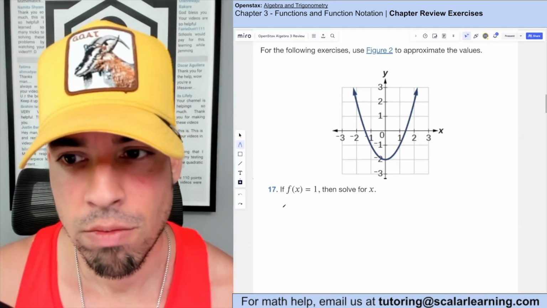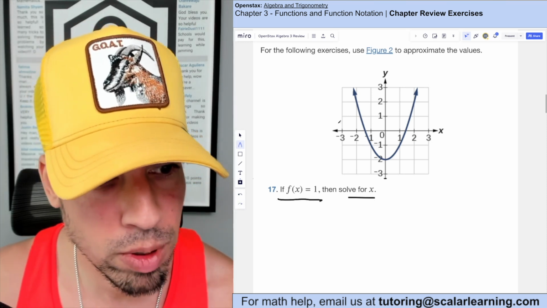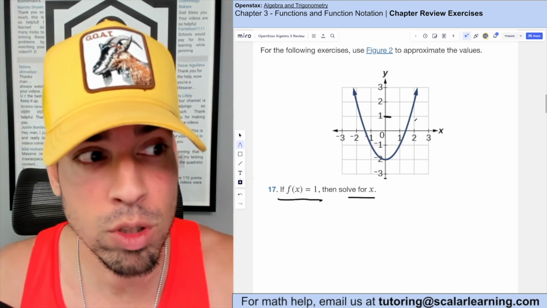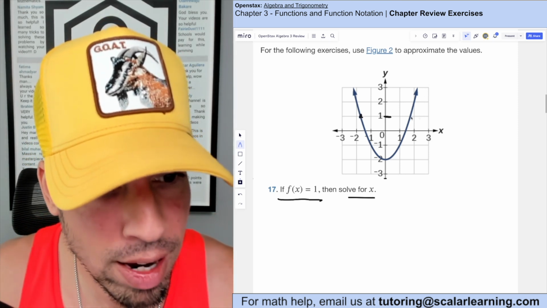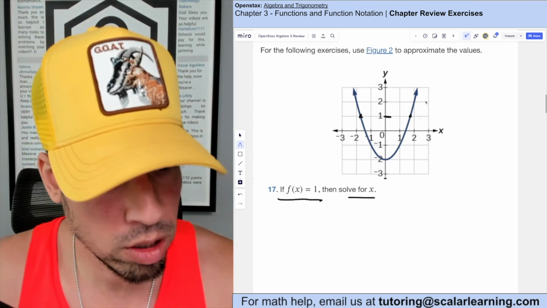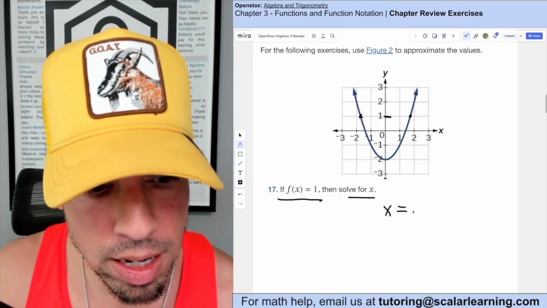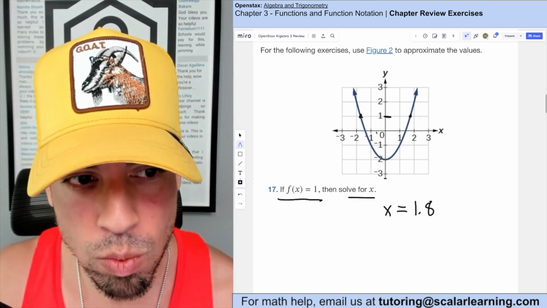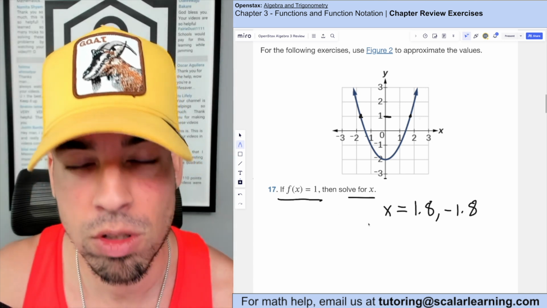Boom, done. For number 17, it says if the function value equals 1, then solve for x. So if we look up here, here's where the function value would be 1. Again, the function value is 1 when it's 1 on the y-axis. So we have 2 points here and here. So what is the x value at these 2 points? Again, I can't see exactly, but we're going to approximate. It's pretty close to 2, so I'm going to approximate as +1.8. Over here, it's symmetrical. It looks like across the y-axis, so we're going to say it's -1.8. So those are our two solutions.